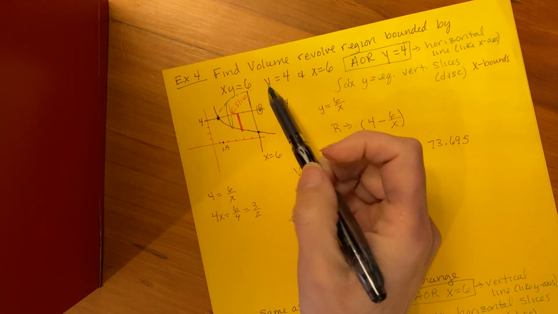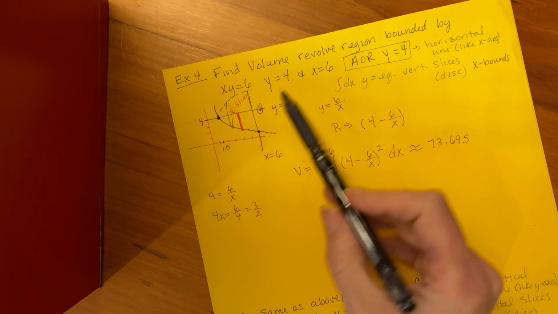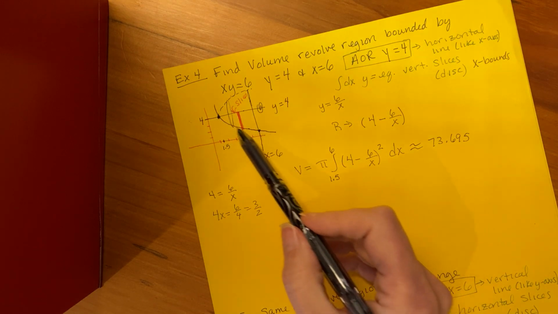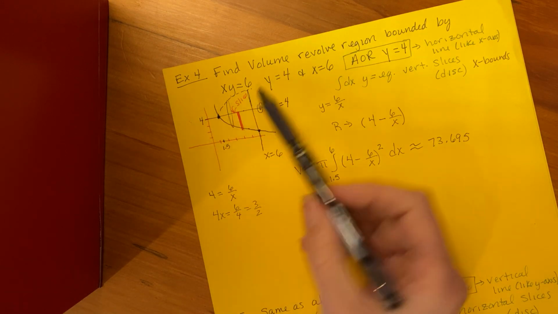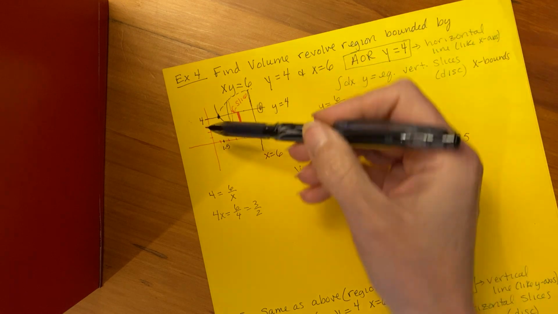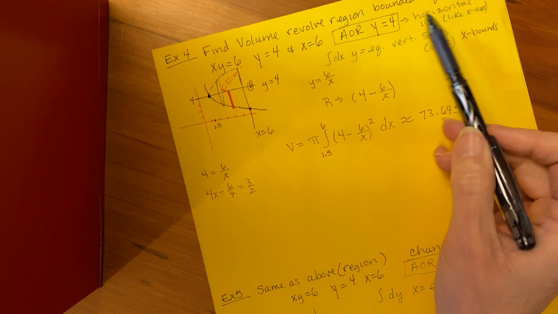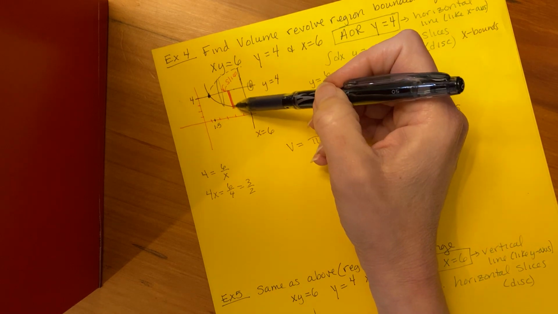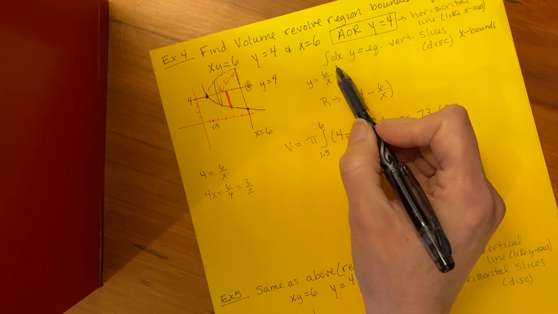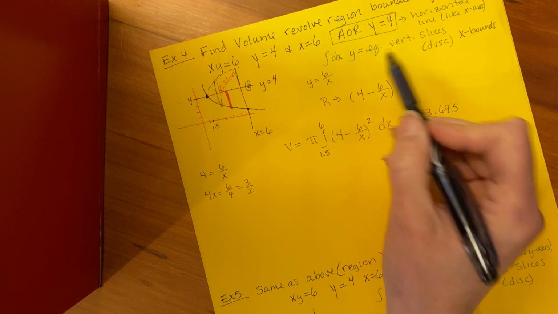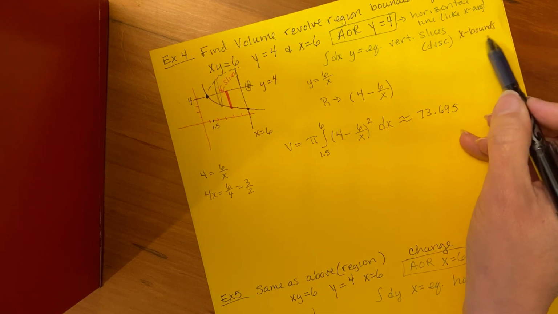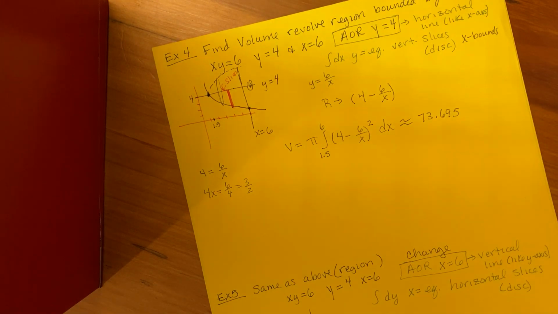So again, let's recap. I'm doing the volume of the region bounded by this curve right here, the line y equals 4 and the line x equals 6. And because my axis of rotation is horizontal, I'm going to have a vertical slice here. That would make it dx, y equals equations. I need x bounds because this is dx.